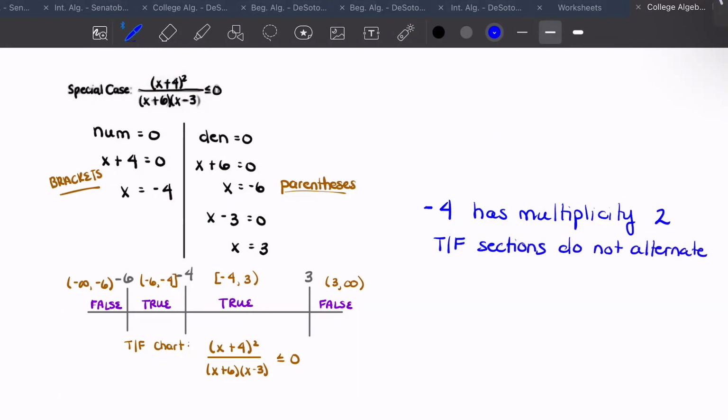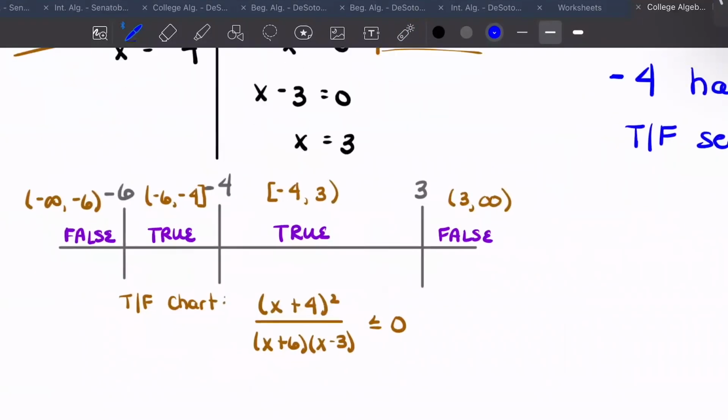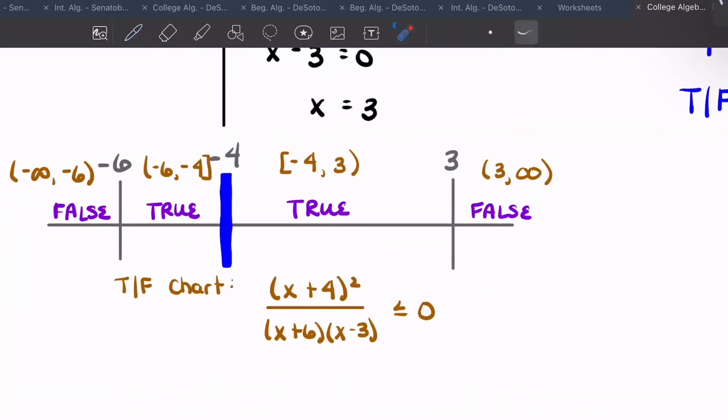So what does that mean for us? It doesn't alternate on the multiplicity line. Okay, here's where we have multiplicity. You'll have alternating here and you'll alternate here, but these will be the same.